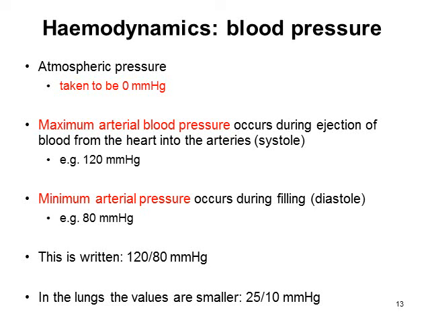In the lungs, these values are significantly smaller, so 25 millimeters of mercury over 10 millimeters of mercury. That's partially due to the fact that you're further away from the heart, but also due to the size of the blood vessels. Remember that graph where we showed that velocity and blood pressure drop dramatically in the capillaries? In the lungs, the values we're looking at tend to be the values of your blood pressure in capillary beds.